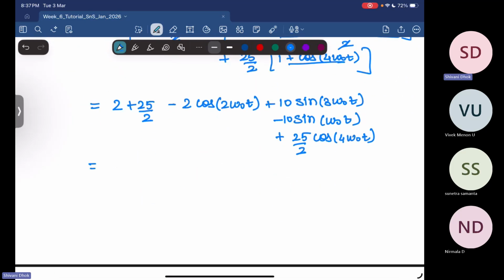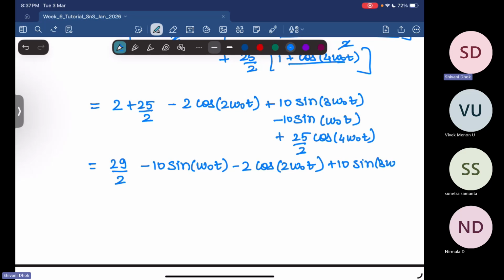So this I can also write as 29 by 2 minus 10 sine omega naught t minus 2 cos 2 omega naught t plus 10 sine 3 omega naught t plus 25 by 2 cos of 4 omega naught t.